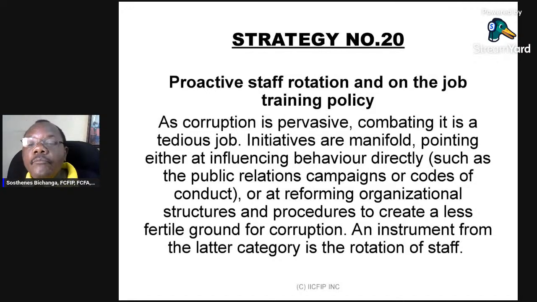I will now move to discuss proactive staff rotation and on-the-job training, and my emphasis now will shift to non-profit organizations or government-related agencies that have some commercial activities.